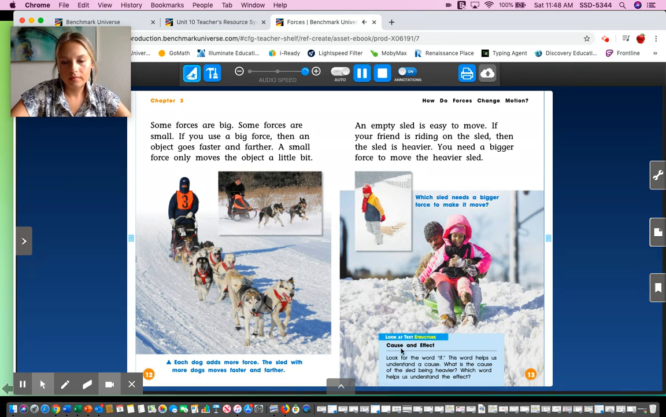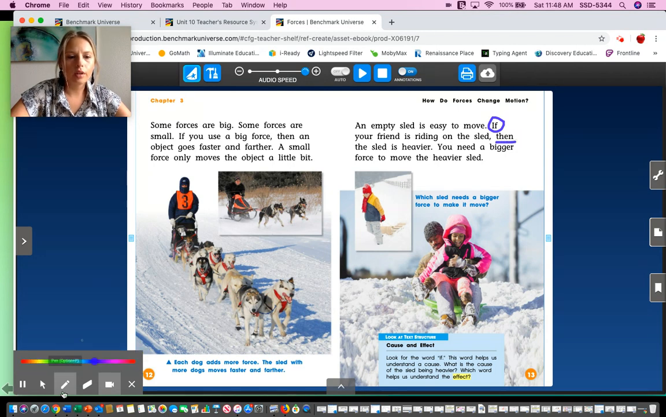Look at text structure. Cause and effect. Look for the word if. This word helps us understand a cause. What is the cause of the sled being heavier? Which word helps us understand the effect?